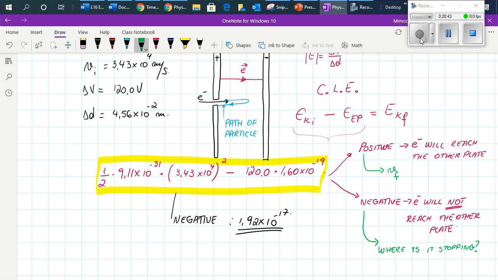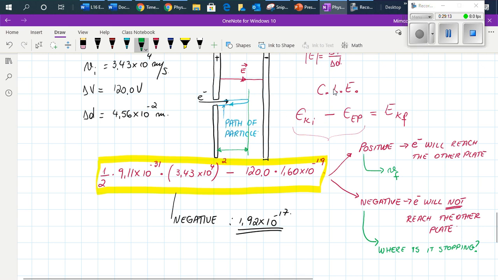And what we are doing is we're finding where it is stopping, how far away from the entrance point it is stopping. So here is where it stops. This is very similar to you throwing an object straight up in the air. What you see is that it reaches the maximum and then it comes back to the ground. This is exactly the same thing.